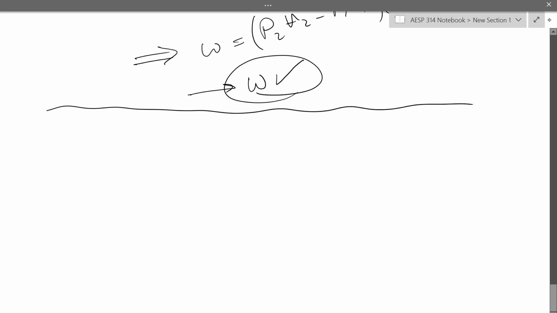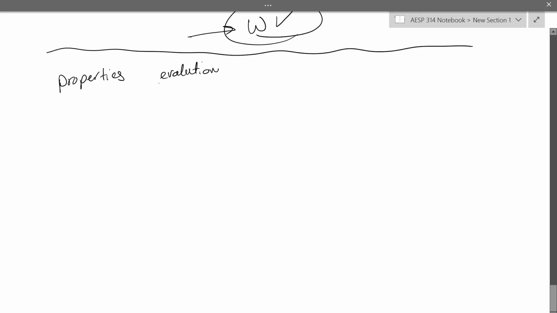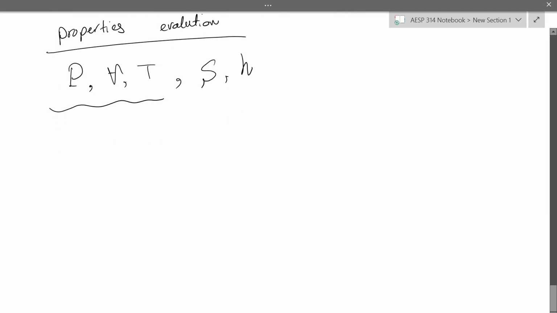The first thing you want to do here is talk about properties evaluation. How can we evaluate properties? Evaluation of a material. We are mostly focused on pressure, volume, and temperature when evaluating the properties, as well as entropy and enthalpy, which I assume are properties that you already know about and have heard about, but we will talk about them anyways.